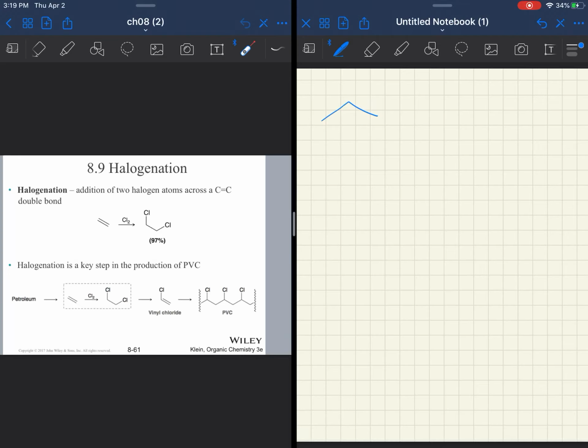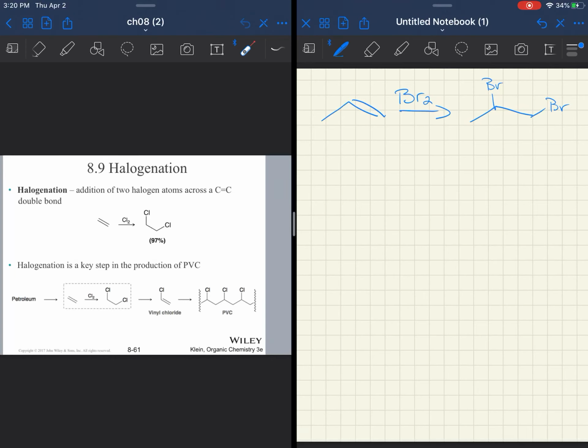We're going to move into the next section, halogenation. We've done hydrohalogenation where we've added H and a halogen. Now we're going to go ahead and add two halogens. So you can use chlorine or you can use bromine, and in either case, you're going to get one of the halogens on each side.